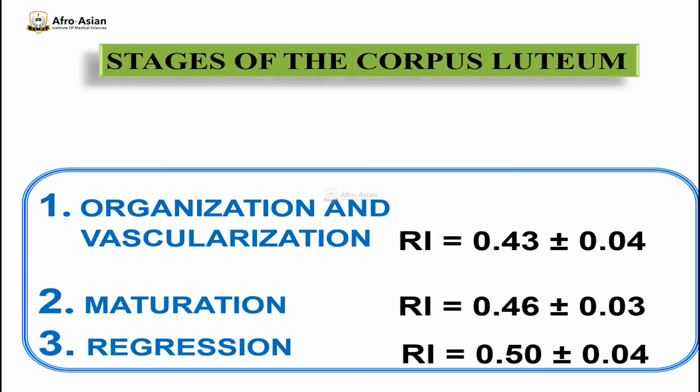The stages of the corpus luteum: the first is organization and vascularization. Resistive index will be 0.43 plus or minus 0.04.